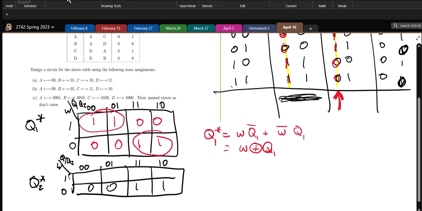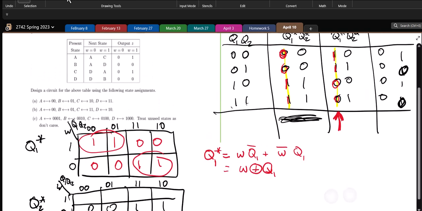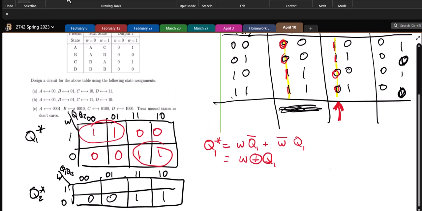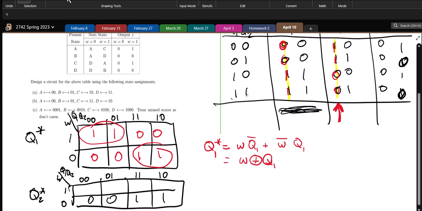You have to be a little careful though, because our Karnaugh map doesn't go in the same order as we write them out here, or as we did for this first one for part A, because the way we assigned our states for part A are 0, 0, 0, 1, 1, 0, 1, 1, but our Karnaugh map goes 0, 0, 0, 1, 1, 1, 1, 0. So they're not in the same order. So it'd be tempting to just say this should be 0, 1, 0, 1, but it's not, because these last two are in a different order.